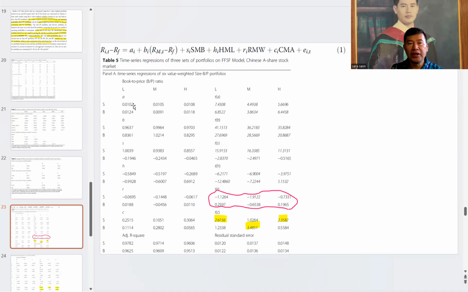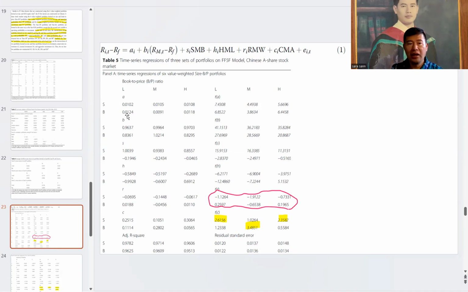Which one is the greatest number? Okay, for A, we have small size and book to market ratio, and book to market ratio we have three types: low, medium, and high. Let's see which one gives you the greatest A. We can see SL equals 1%, SM 1%, SH 1%, so the same. No matter what, if you want the greatest abnormal return, you can select a portfolio like SL, SM, SH.